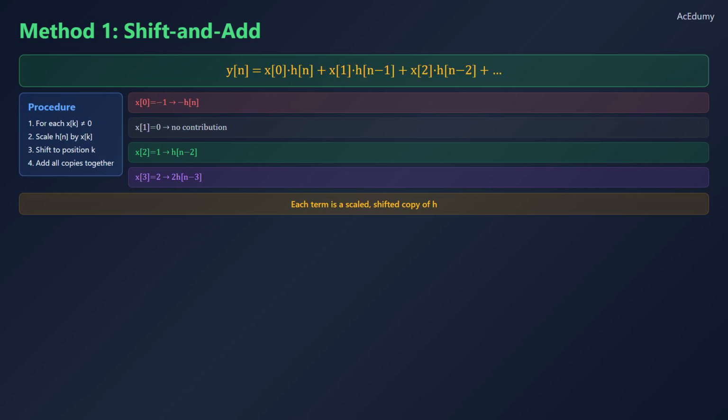Method 1 is called shift and add. The idea is to express y of n as x of 0 times h of n plus x of 1 times h of n minus 1 plus x of 2 times h of n minus 2 and so on. Each term is a scaled shifted copy of h. You scale h by each input sample x of k, shift it to position k, and add all the copies together. This method directly follows from the convolution formula.